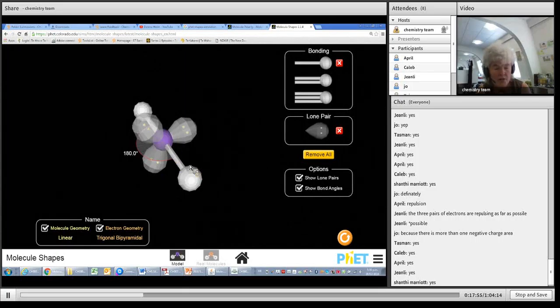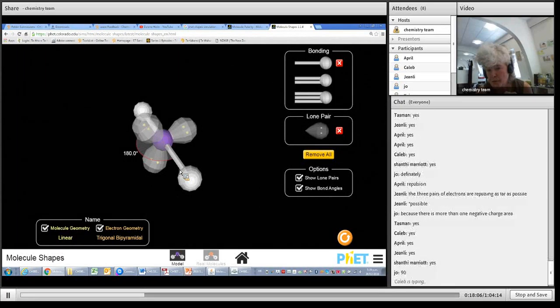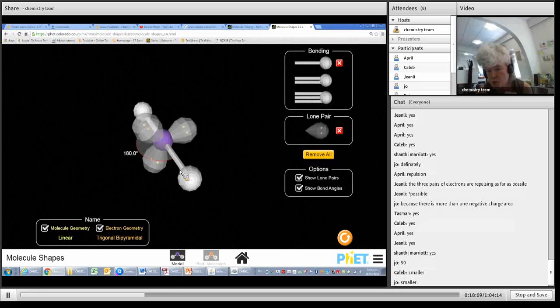So think of the bond angle between the equatorial plane and the axial. Correct, Joe, it's 90. Now 90 is a smaller or bigger bond angle than 120? Smaller. So it's not going to like going in over here. It doesn't go into the axial positions because they're too close to each other and they're going to repel more. So the lone pairs always go into the equatorial position first before they'll go onto the axial.